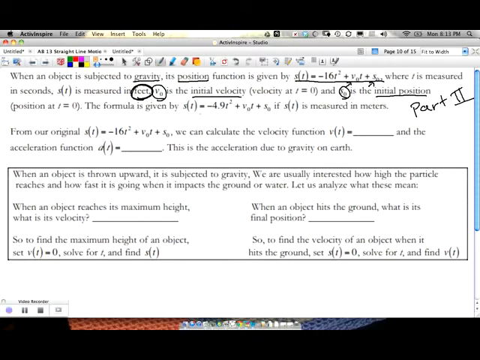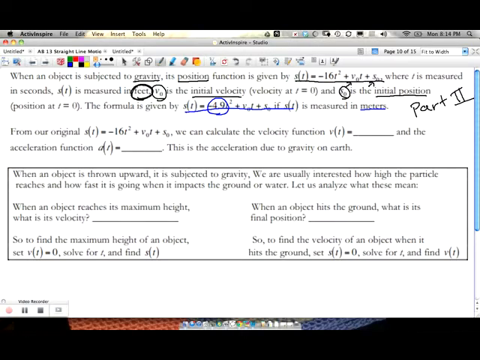Now I'm going to highlight the other stuff in blue. This other formula down here in blue is measured in meters. Key difference, negative 4.9 versus negative 16. And if you were to measure those against each other, they'd be pretty proportional as far as meters versus feet.